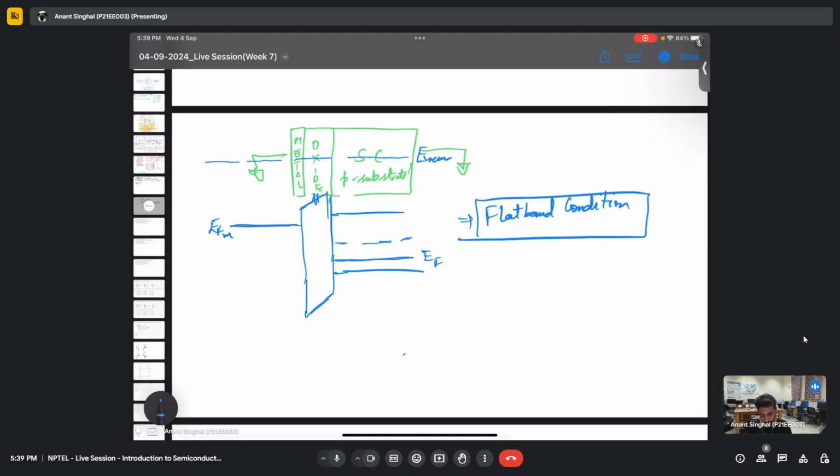Does it make sense to everyone? I hope this is not getting confusing. So this is qΦM, which is the work function, as we discussed yesterday. This is the electron affinity.